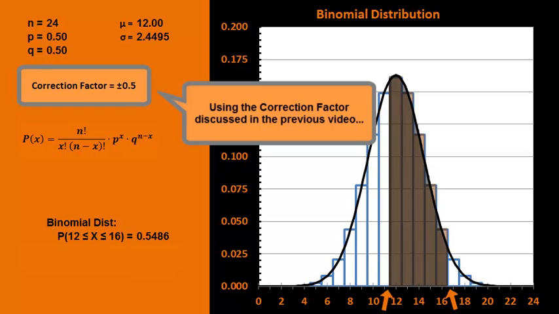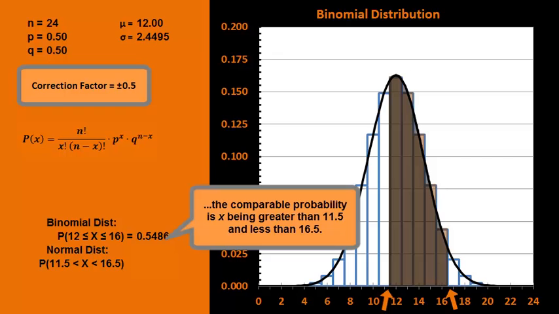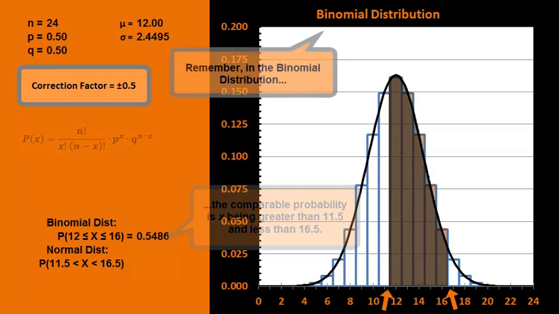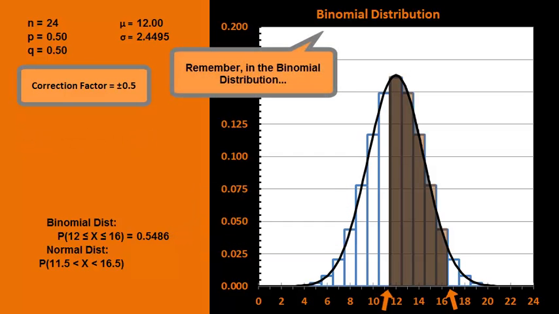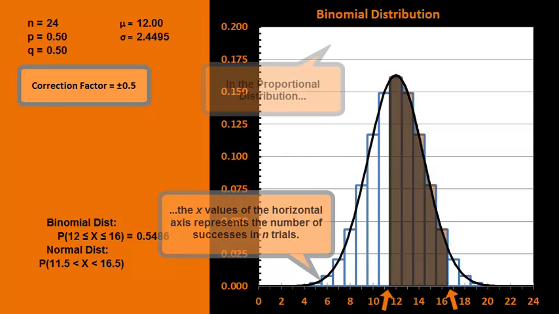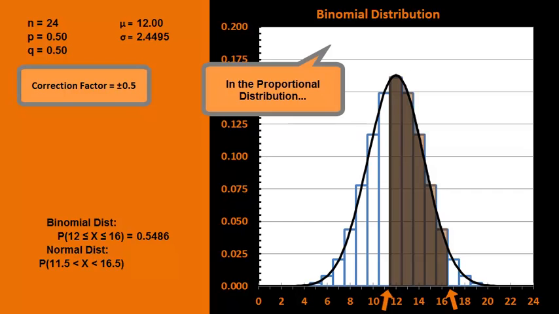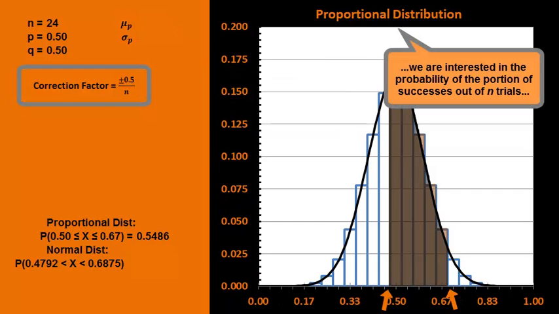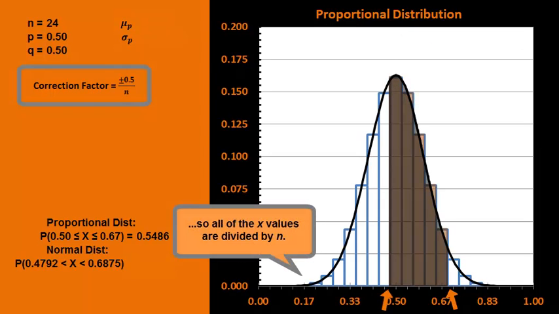Under the equivalent normal distribution, the comparable area extends from 11.5 to 16.5. Using the correction factor discussed in the previous video, the comparable probability is x being greater than 11.5 and less than 16.5. Remember, in the binomial distribution, the x values of the horizontal axis represent the number of successes in n trials. In the proportional distribution, we are interested in the proportion of successes out of n trials, so all of the x values are divided by n.